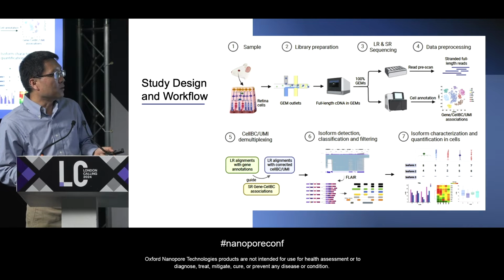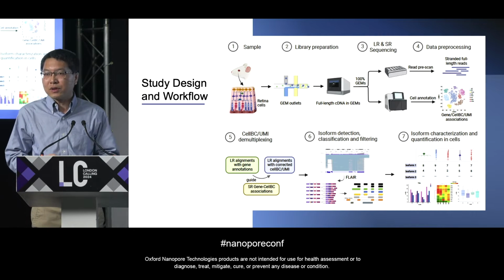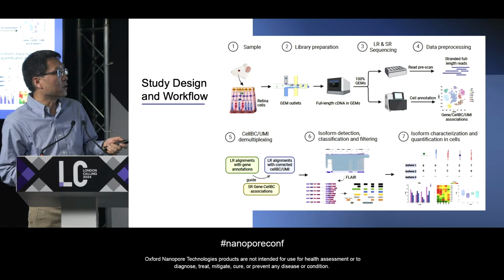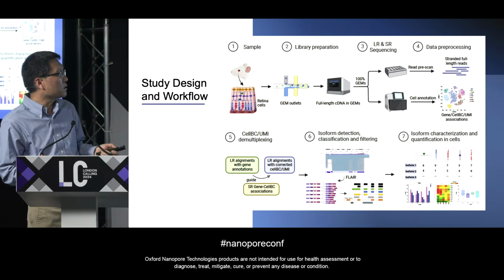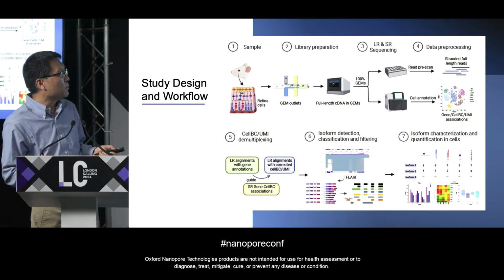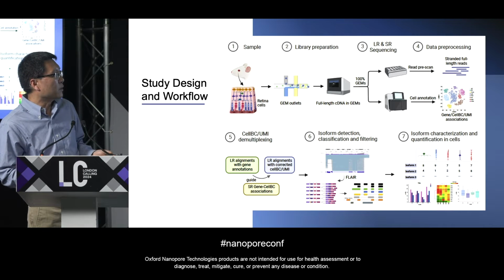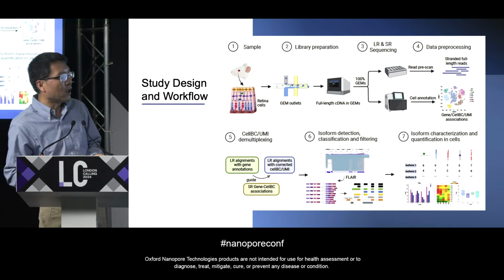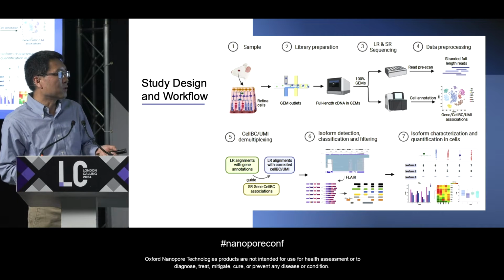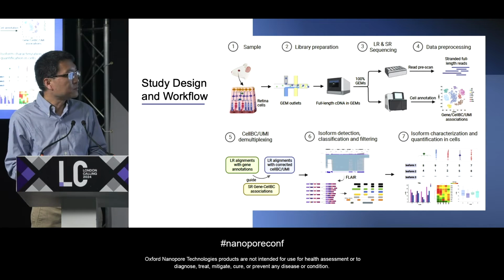The Illumina pipeline is really well established, so we can identify cell types and annotation, and then we overlay the long reads on top of it. From the long reads, we do demultiplexing and then mapping, and then we use FLAIR for isoform identification and differential expression, and then we do some downstream analysis.